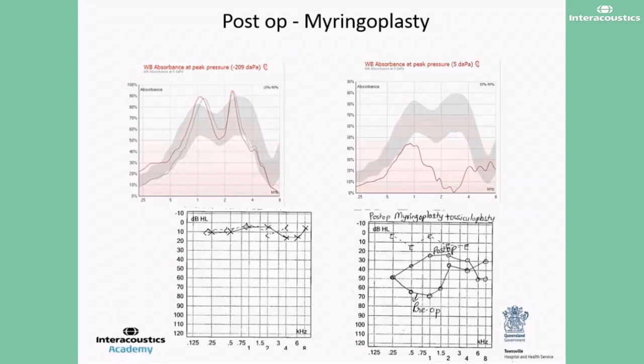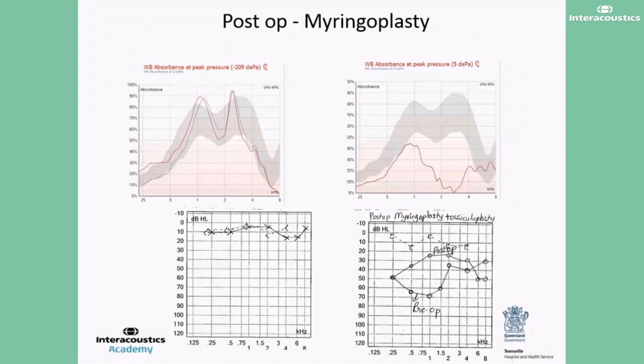On the left-hand side, the wideband absorbance shows normal middle ear function following myringoplasty, whereas on the right-hand side, it shows pre- and post-operative audiogram as well as absorbance from a patient who underwent myringoplasty and ossiculoplasty. And as can be seen here, he still has a mild conductive loss, and the middle ear function is much reduced in the mid to high frequency range.